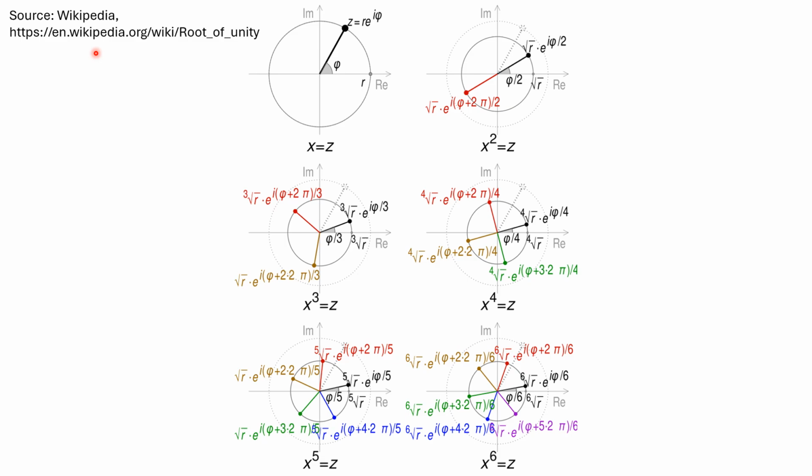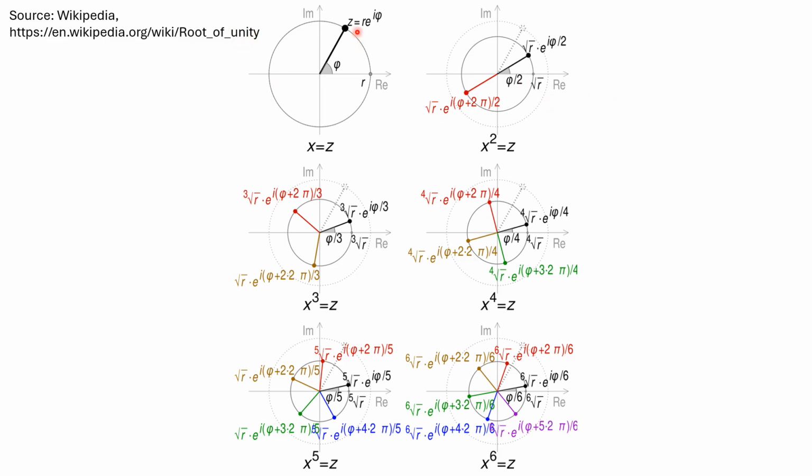On this slide, we have a diagram from Wikipedia. I've given you the link here in case you want to go to the source. In fact, there's some good information in this article from Wikipedia. It's called Root of Unity. And as I say, this is one figure from there.